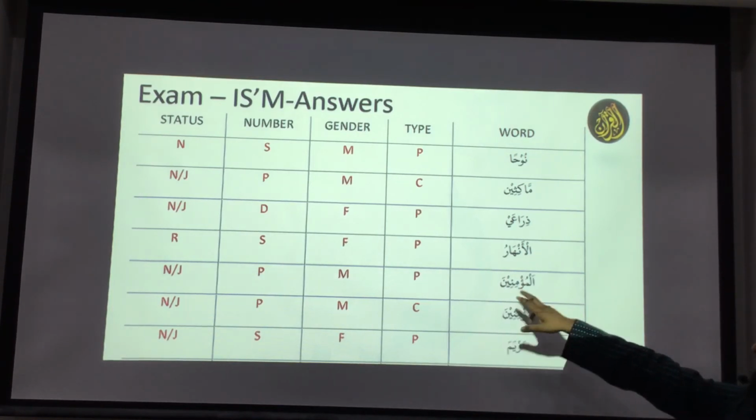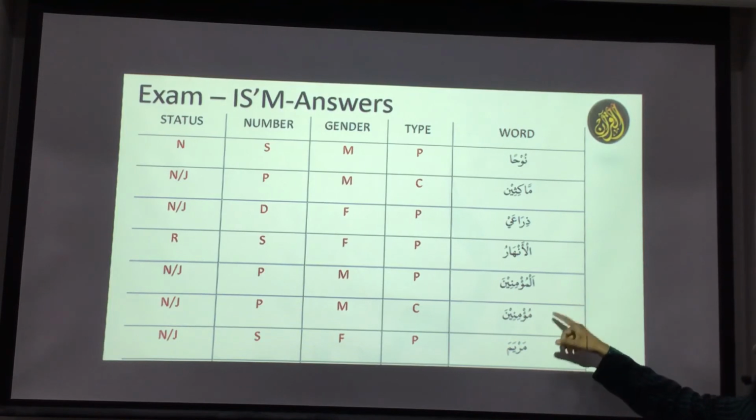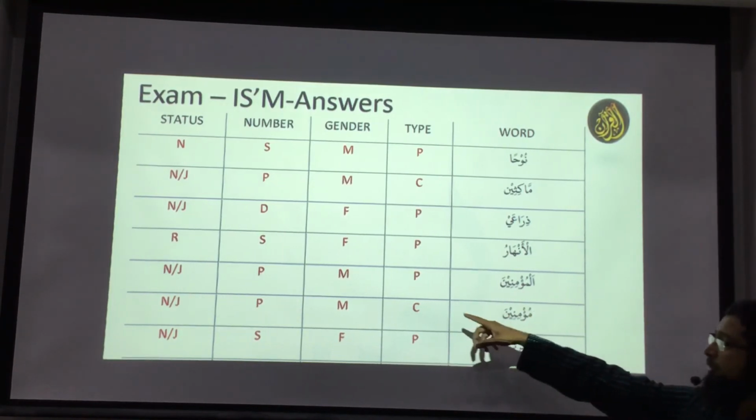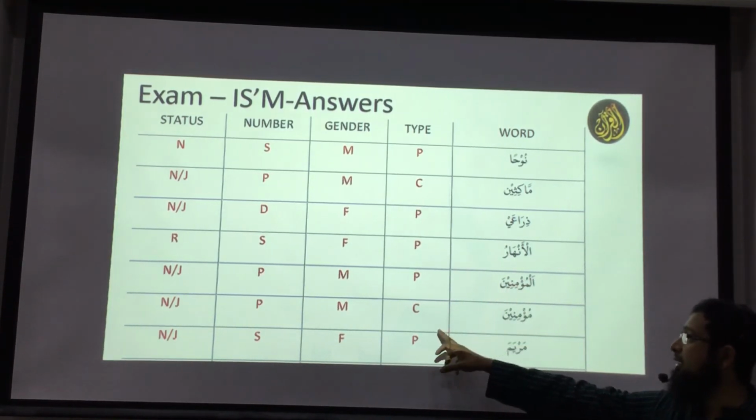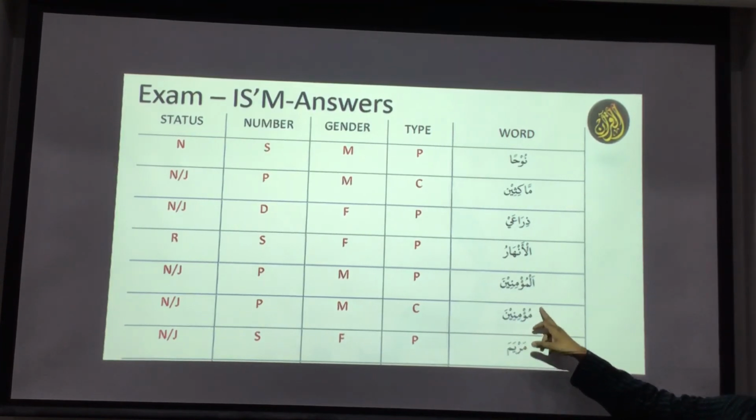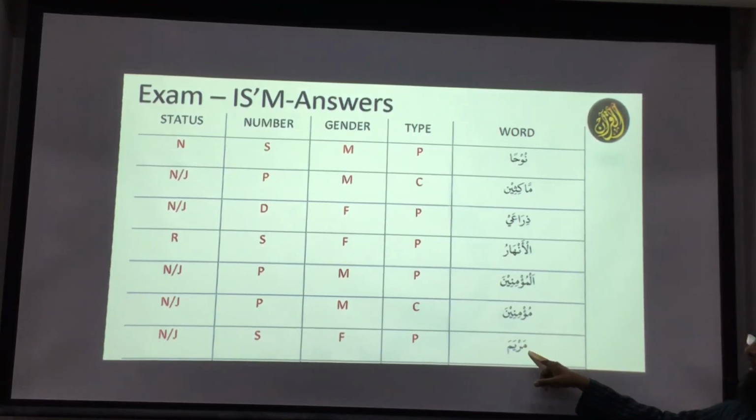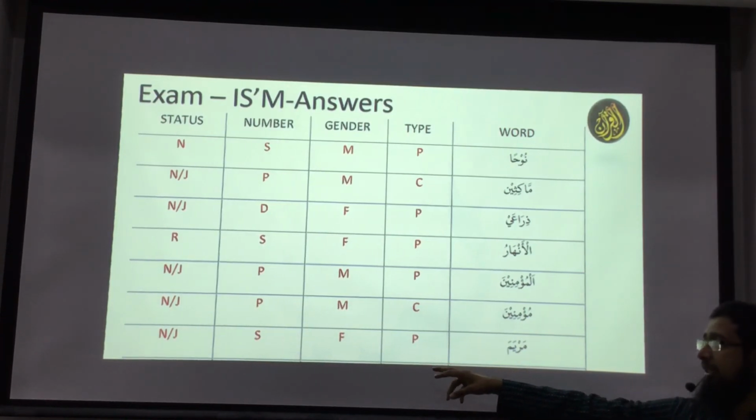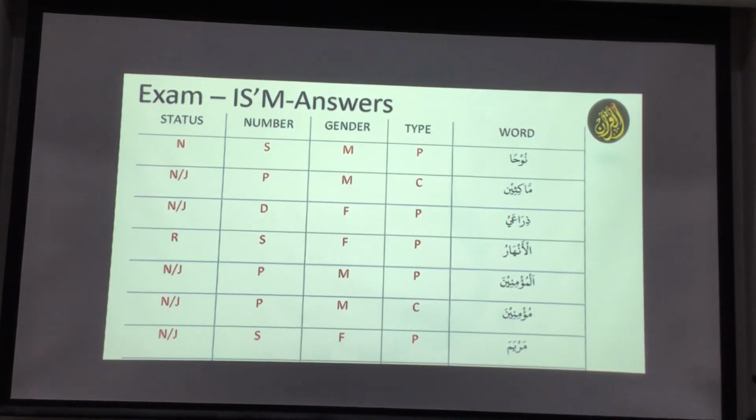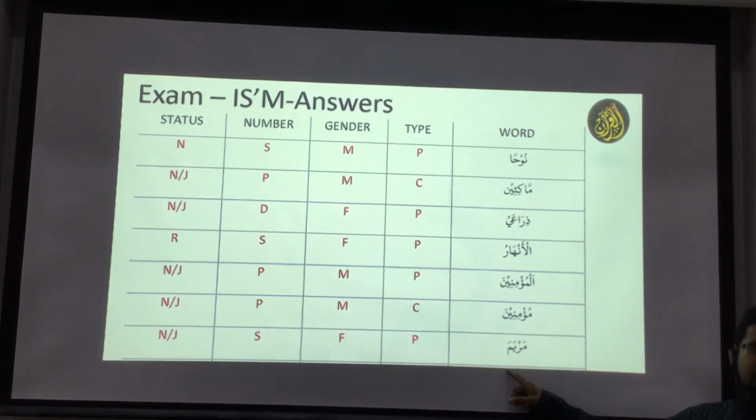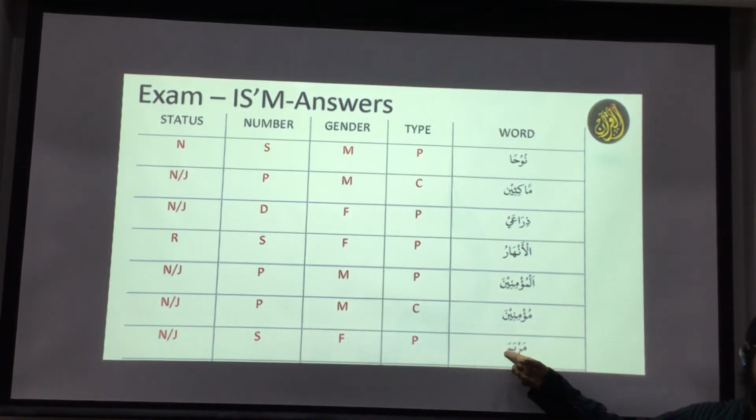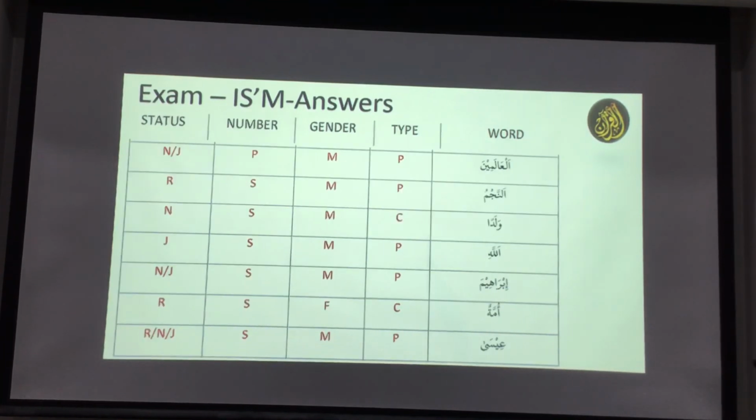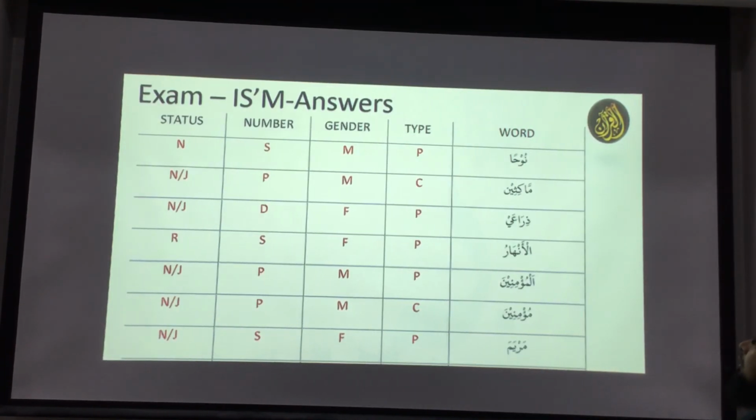Al-Mu'minina is the same, it's very simple from our chart, like Muslimina and Mu'minina, same. The only difference is that this is proper with al, this is not proper, this is common because there's no al here. Okay, Mariama is the name of Maryam, as you all know, and that's going to be proper, it's feminine, it is singular, and it could be nasab and jar. Why nasab and jar? Because it's a non-Arab name, and it could be nasab and jar with Mariama. Okay?